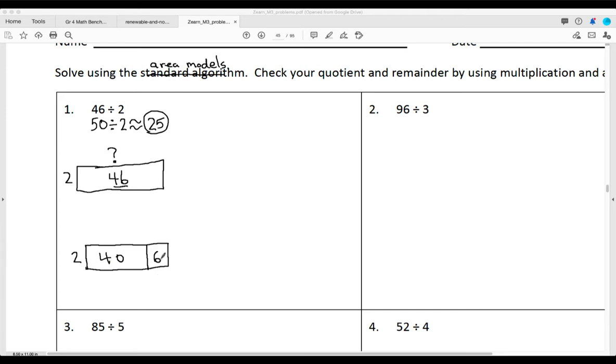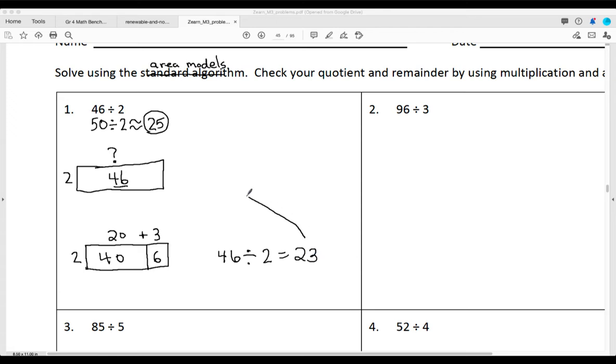Why did I pick 40 and 6? Because I know easily 2 times 20 is 40, and 2 times 3 is 6. And if you look right here, this is my quotient. 20 and 3, 20 plus 3 is 23. That is the quotient. That's my answer. So I'm just going to come down here and rewrite this problem again. 46 divided by 2. And then if I look here at the width of my model, that was my quotient. That's my answer. You're going to hear me say the word quotient a lot. So it is 23.